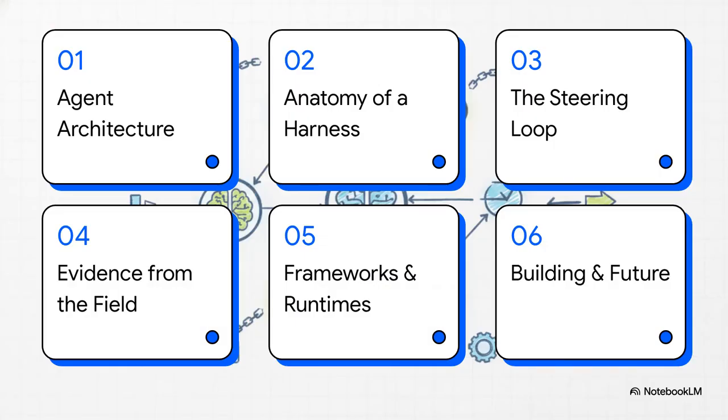All right, here's our roadmap for today's explainer. 1. The agent architecture explained. 2. Anatomy of a harness. 3. The cybernetic steering loop. 4. Evidence from the field. 5. Frameworks, runtimes, and harnesses. And finally, 6. Building and future problems. Let's get right into it.